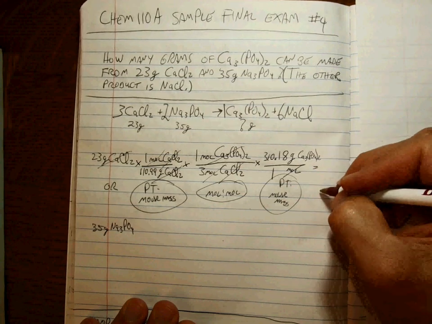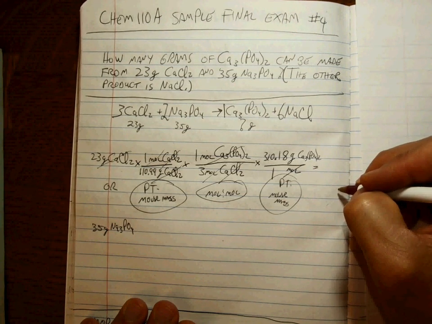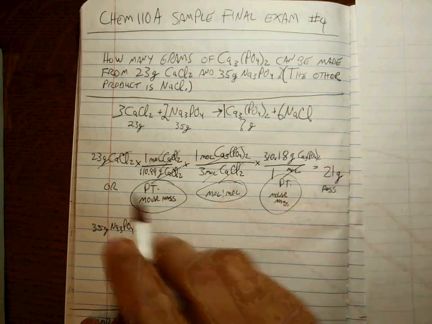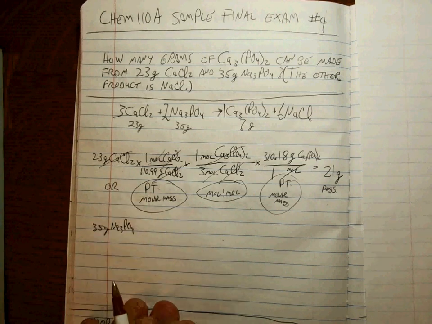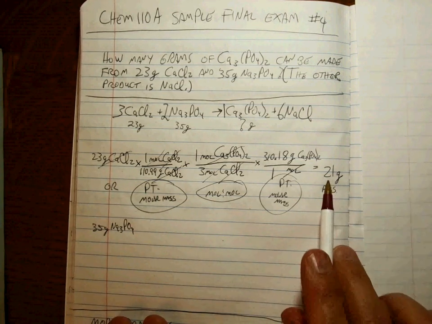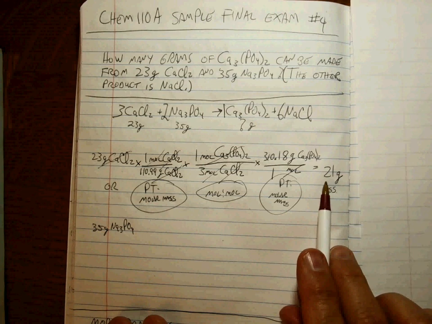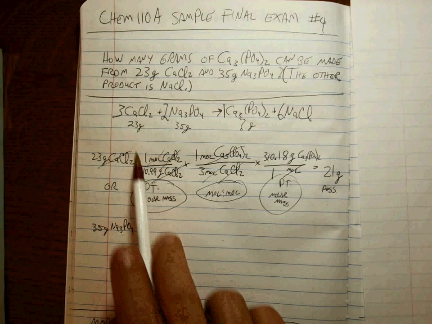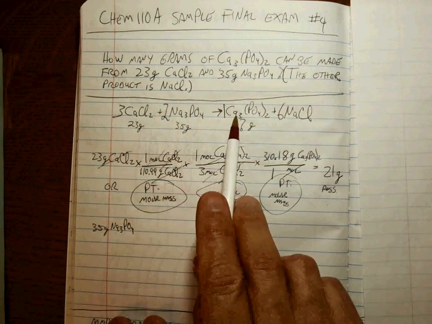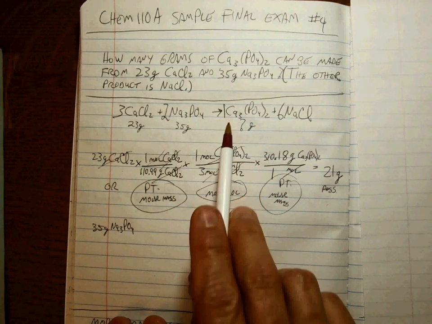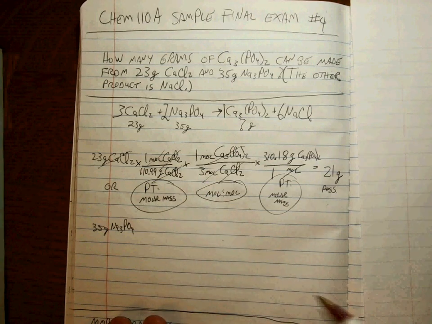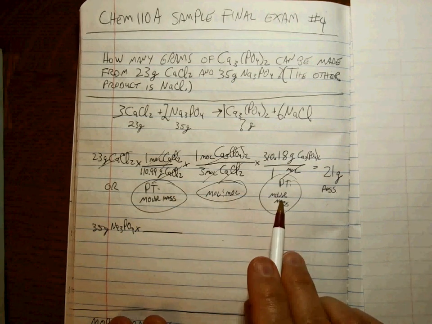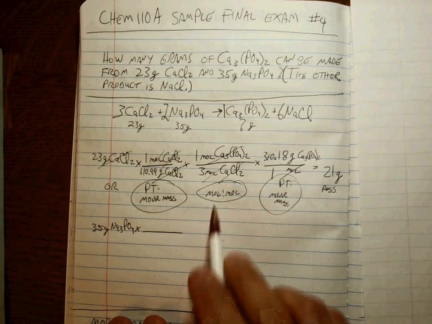So, whenever you do your math here, you end up with 21 grams possible if all 23 grams of calcium chloride reacts. But you don't know that that's the right answer because you have to do the other calculation. There's different ratios and there's also different molar masses, so you have to do the work. But it's the same exact work, just different values.